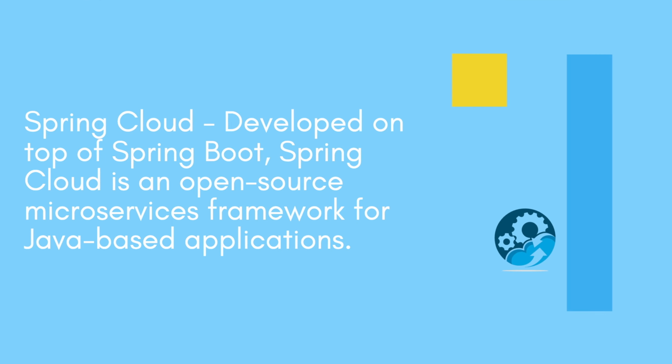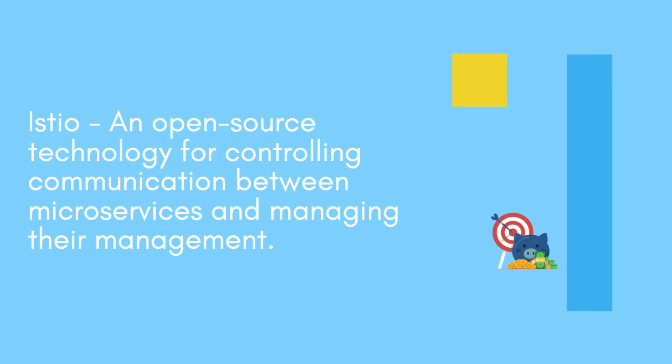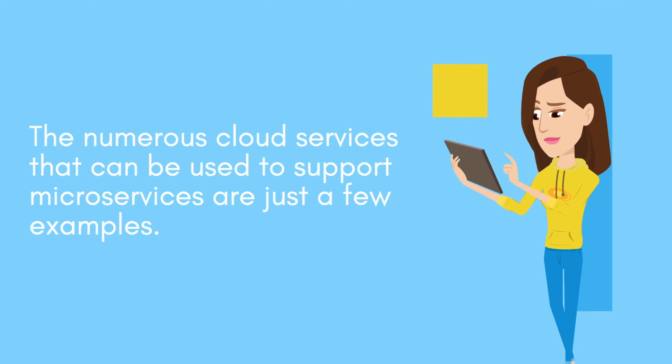Spring Cloud, developed on top of Spring Boot, is an open-source microservices framework for Java-based applications. Istio, an open-source technology for controlling communication between microservices and managing them. These are just a few examples of the numerous cloud services that can be used to support microservices.